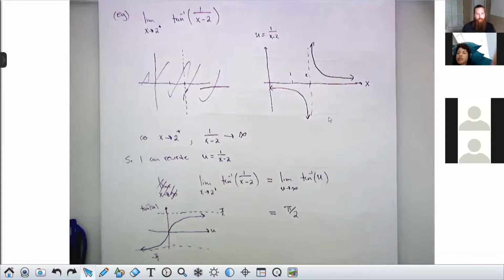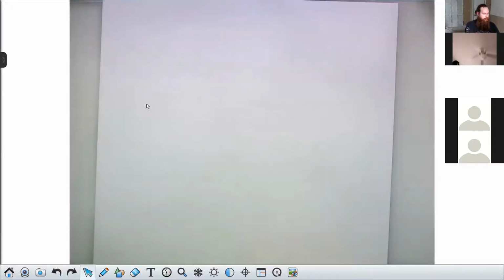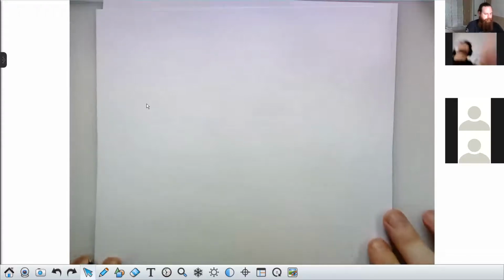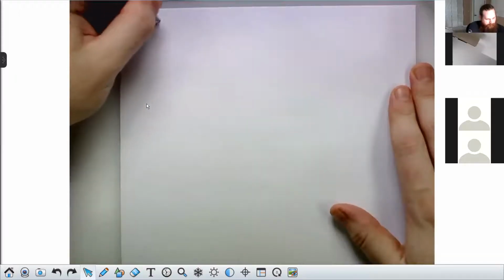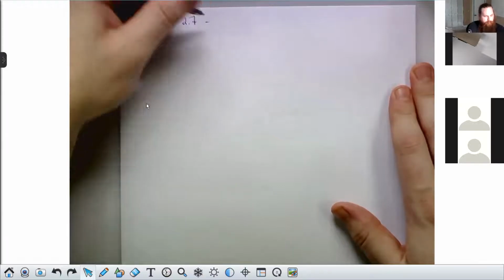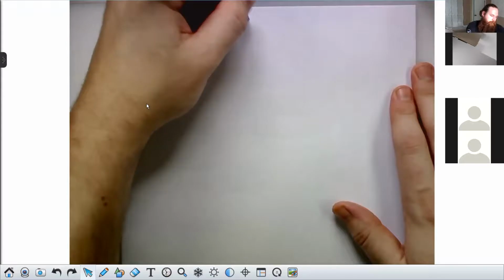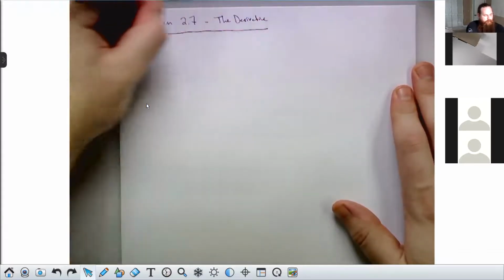Questions on this example? I know this is a little bit tricky. Okay, then we're ready to start talking about the derivative. This is an exciting moment for us. I introduce the derivative.